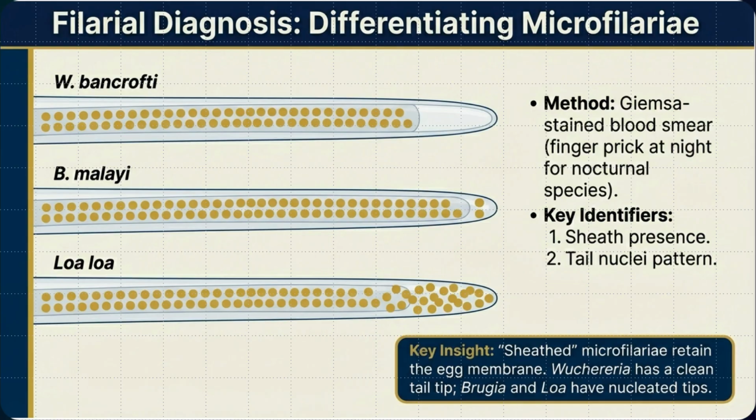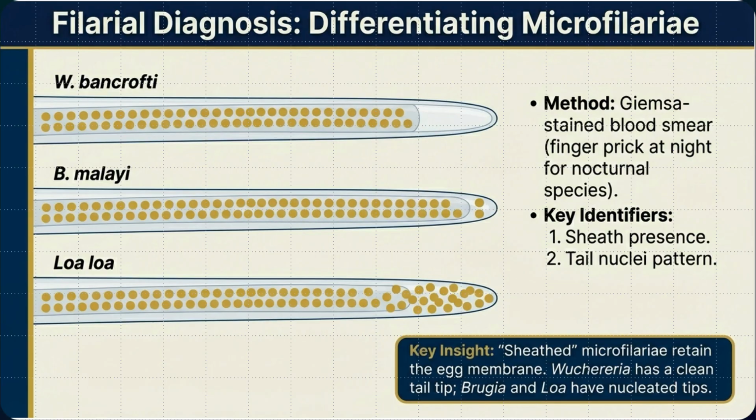Also sheathed. But the nuclei go all the way to the tip. It's messy, it's crowded, filled to the brim with nuclei, right to the very end. That specific distinction is so high yield for the boards, you will undoubtedly see a zoomed-in photo of a tail and be asked to ID the worm. And clinical context always helps too.